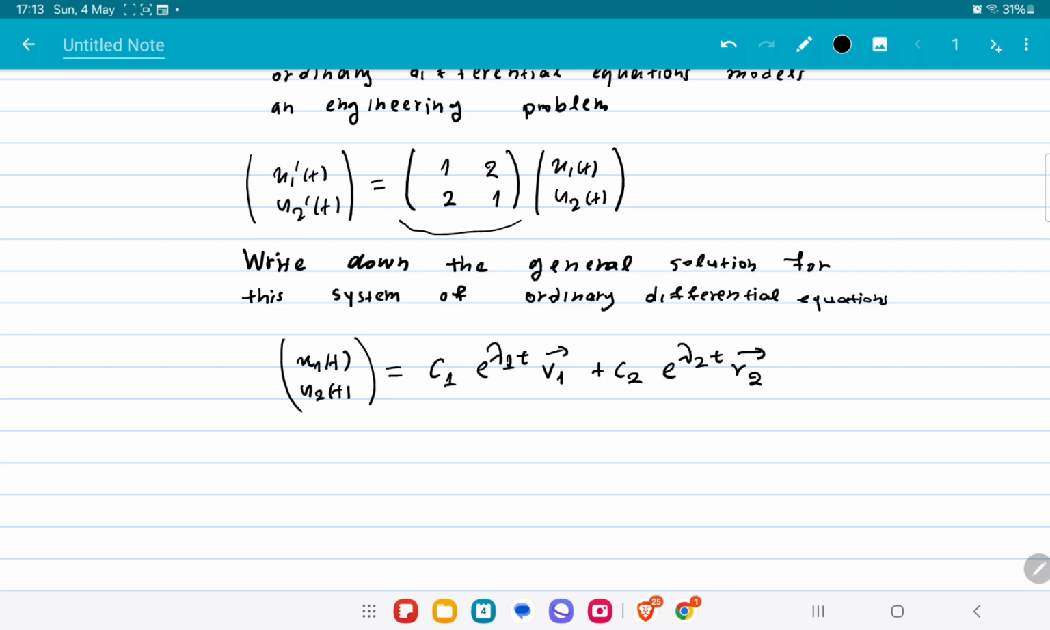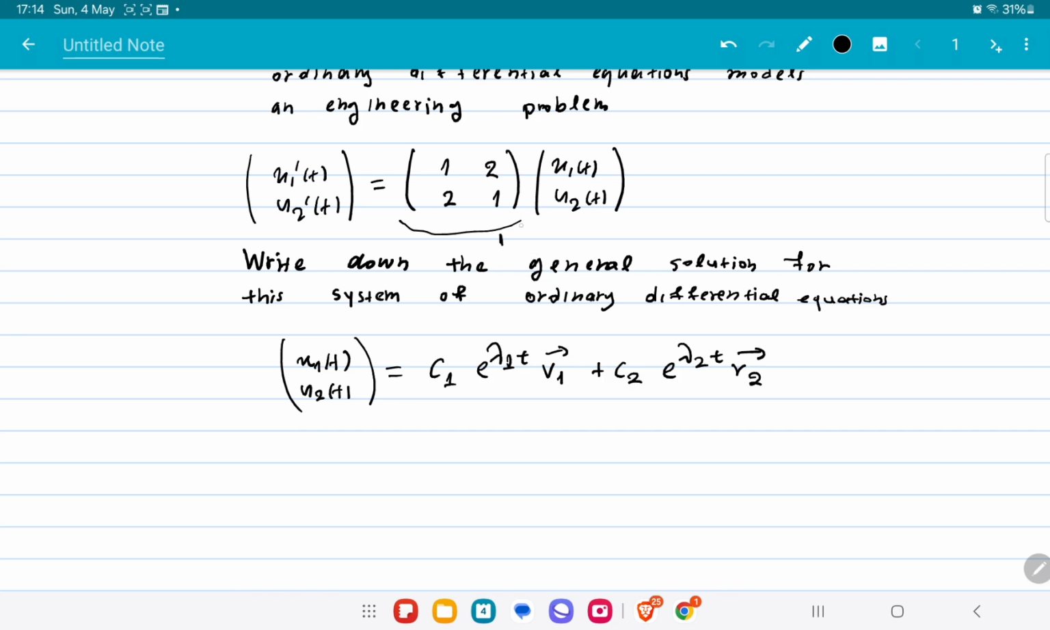the general solution is c1, which is a constant, times the exponential to the power of lambda 1 times t, where lambda 1 is an eigenvalue of the coefficient matrix. So it's c1 times e to the power of lambda 1 t. Lambda 1 is an eigenvalue of the coefficient matrix.